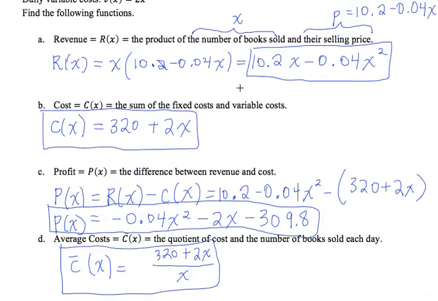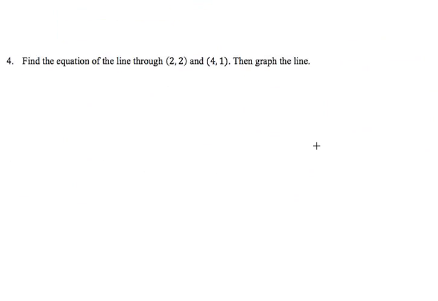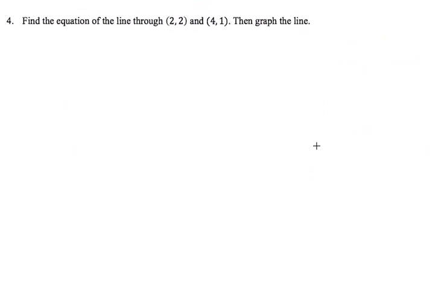Actually, we'll come back to all of these examples as we go throughout the course. Okay, number 4 is about lines. Find the equation of the line through (2, 2) and (4, 1).